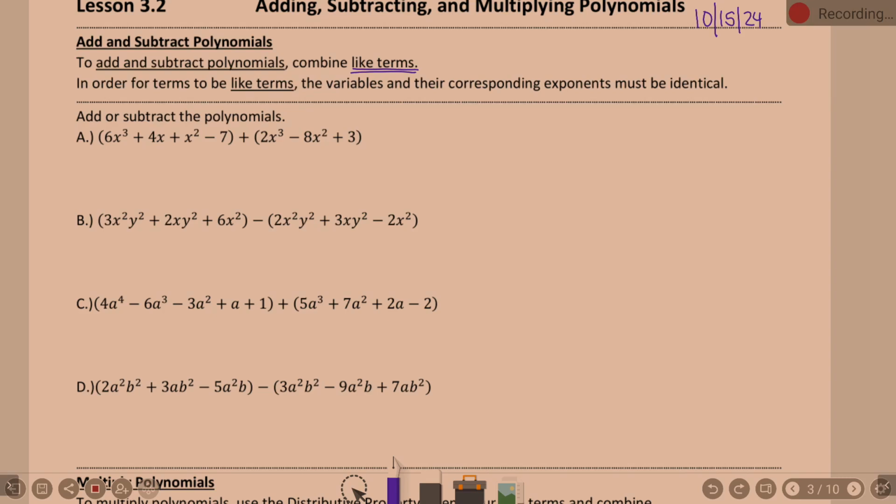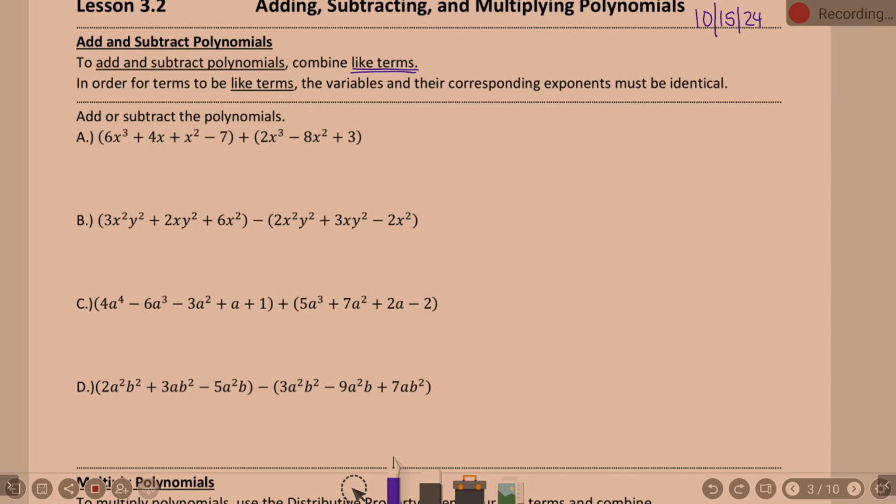So remember, you can add x's with x's. You could add y's with y's. You could add x squareds to x squareds. You cannot add x's to x squareds. So not only does the letter have to be the same, the exponent on that letter has to be the same.